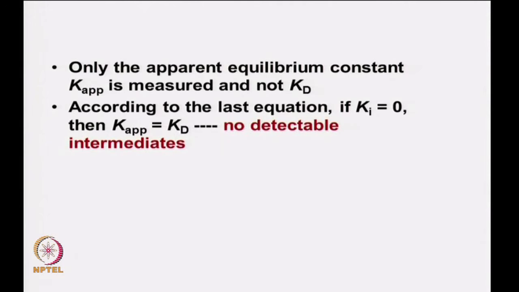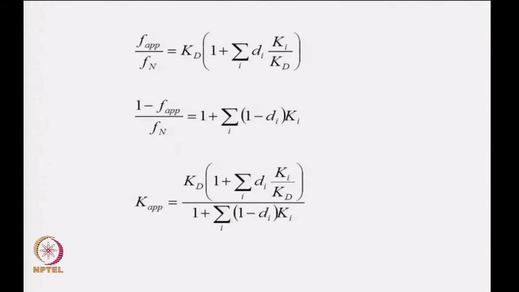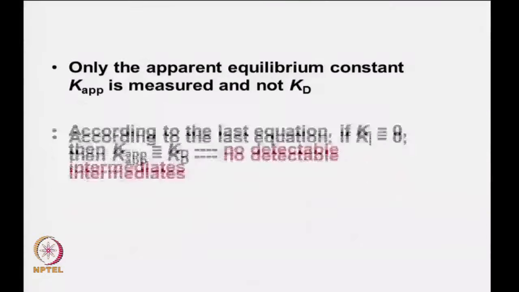Now, what you can do is, if Ki is equal to 0, what will happen? If Ki is equal to 0, what will happen? Then your K apparent is equal to Kd. You fall down to what you have just derived. So, this is your most general equation. From this you can go anywhere. Okay. That is the idea.